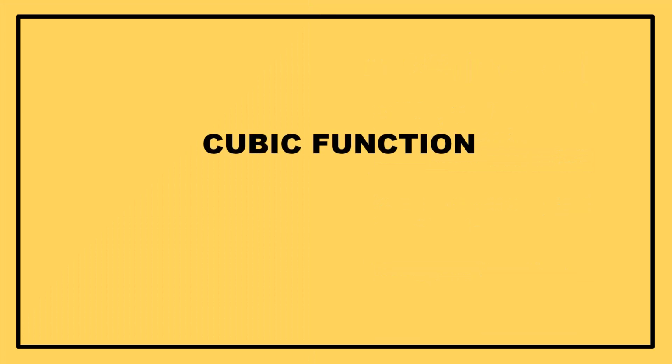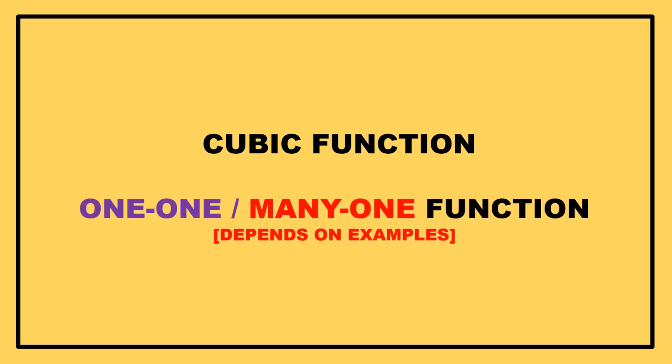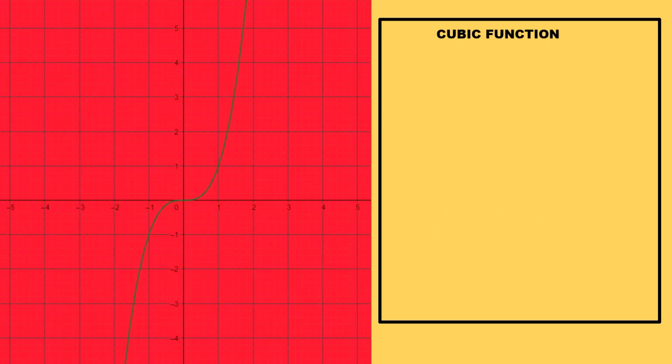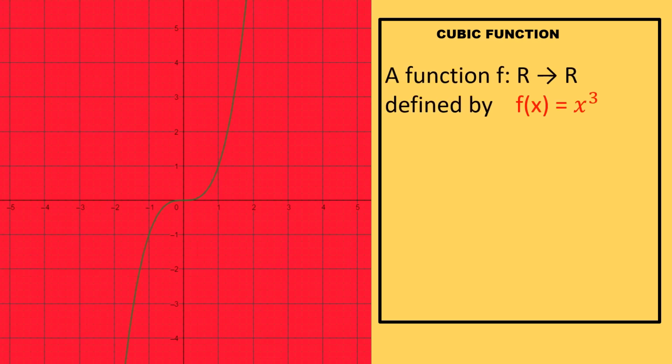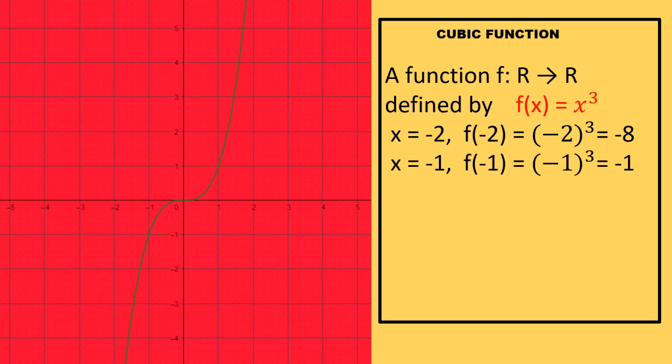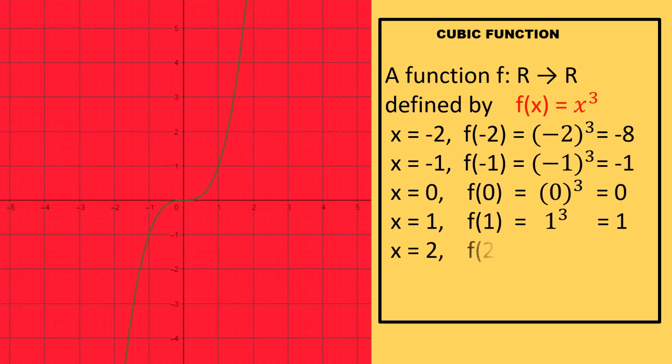Cubic function can be considered as one-one or many-one depending on the example. A cubic function, a function f from R to R defined by f of x is equal to x cube. When we give input value as -2, we get -8. For -1, -1. For 0, we get 0. For 1, we get 1. For 2, we get 8. So let's check whether the function is one-one or many-one using the horizontal line test. Since the horizontal line intersects exactly at one point, it is a one-one function.